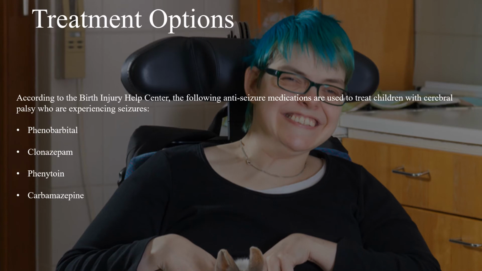According to the Birth Injury Help Center, the following anti-seizure medications are used to treat children with cerebral palsy who are experiencing seizures: phenobarbital, clozapine, phenytoin, and carbamazepine.